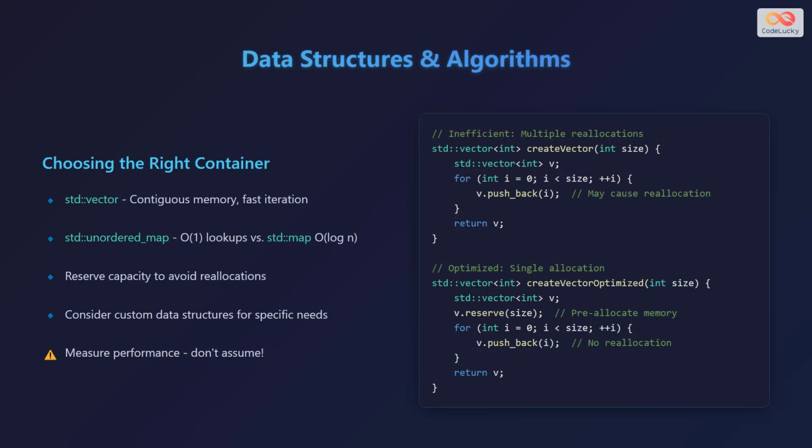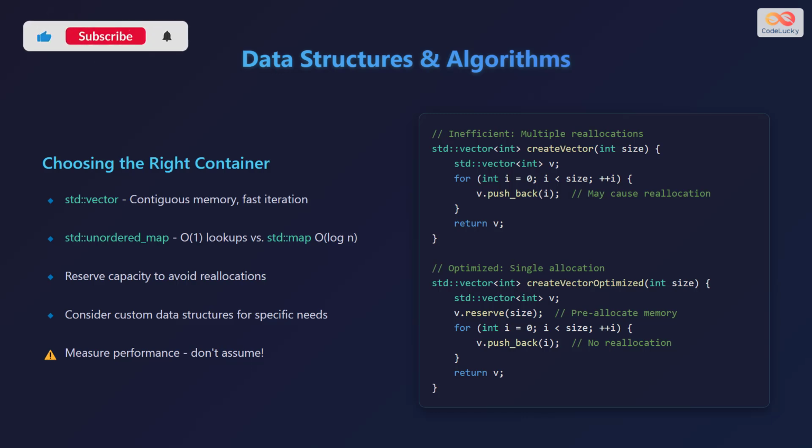Let's consider data structures and algorithms. The choice of data structure and algorithm can have a significant impact on performance. Choosing the right container for the job is crucial. Use std::vector when you need contiguous memory and fast iteration.